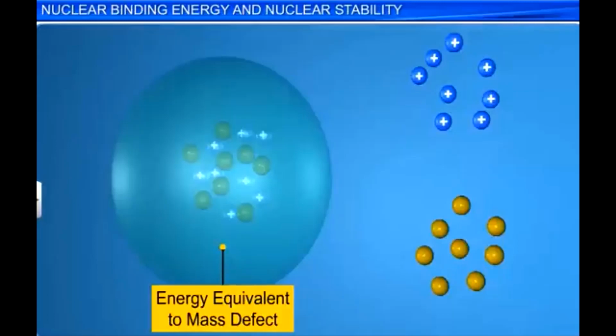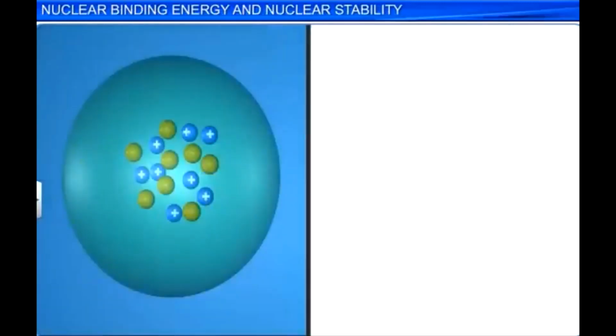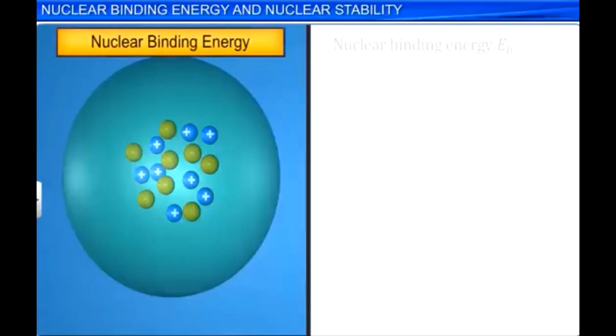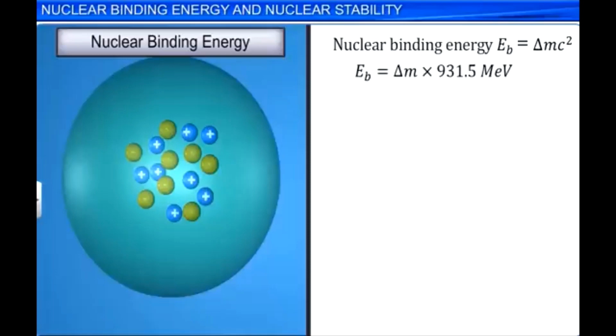The energy equivalent to the mass defect is obtained by Einstein's mass-energy relation. This energy is called the binding energy and is denoted by EB equal to delta M into c², if delta M is taken in kilogram. If delta M is taken in million electron volt, then EB is equal to delta M into 931.5 as discussed earlier. Energy equal to binding energy is released when the constituents of a nucleus are brought together. This same energy is required to break a nucleus into its constituent nucleons.